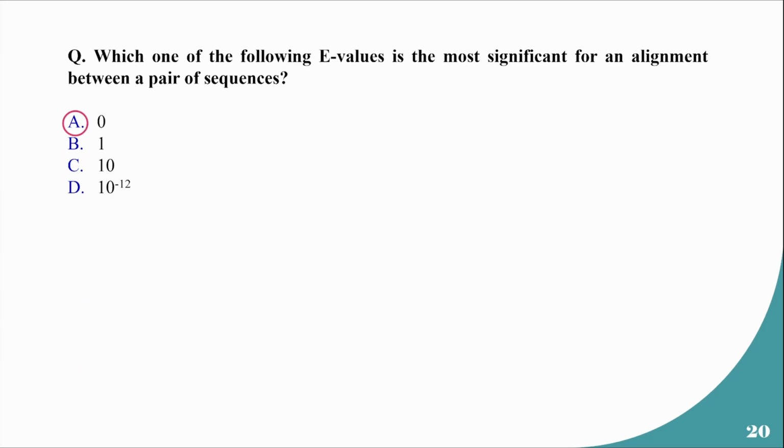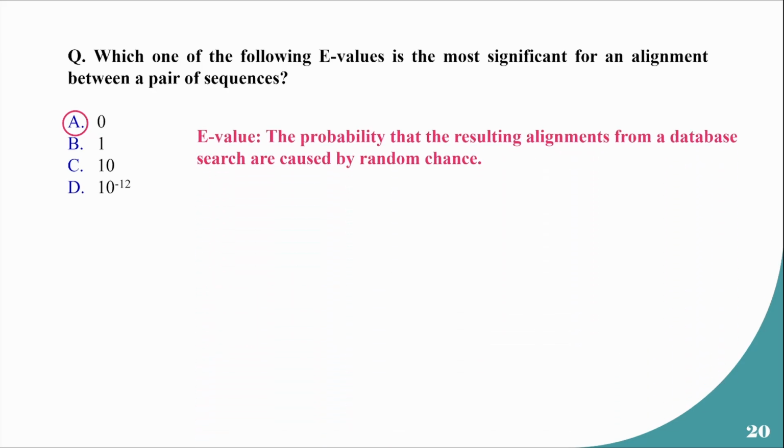So here in this particular case, the lower the E value, the more significant it is for an alignment. Now, what this E value basically is, is the probability that the resulting alignments from a database search are caused by random chance, right? Another way you can put it is that it's the expected number of hits that are as good or better than the observed alignment if the query and the database are random with respect to one another.